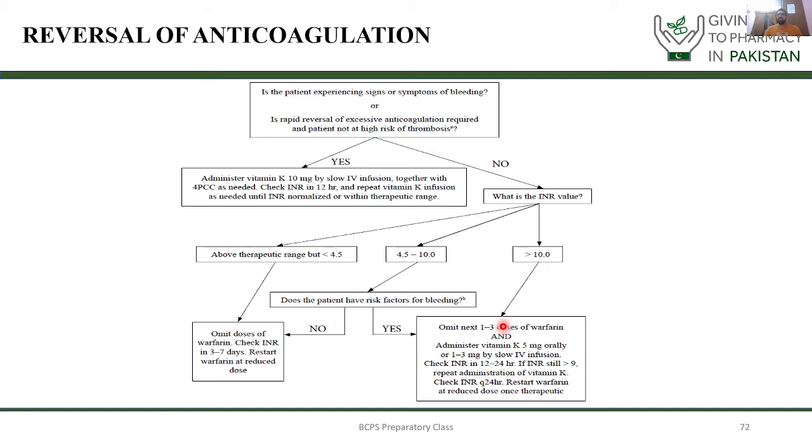Similarly, if the INR value is more than 10, we have to omit 1 to 3 doses of warfarin and administer 5 mg orally of vitamin K or 1 to 3 mg by slow intravenous infusion. Check the INR after 12 to 24 hours. If the INR value is still more than 9, then repeat the administration and check again after 24 hours. Restart the warfarin at a reduced dose.